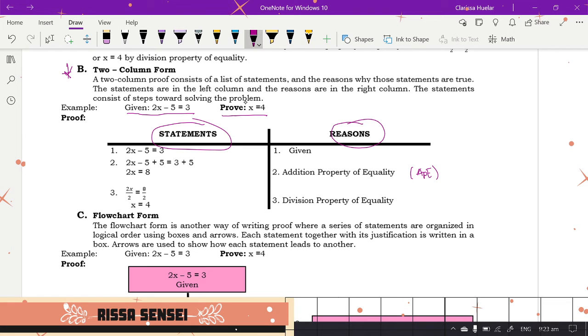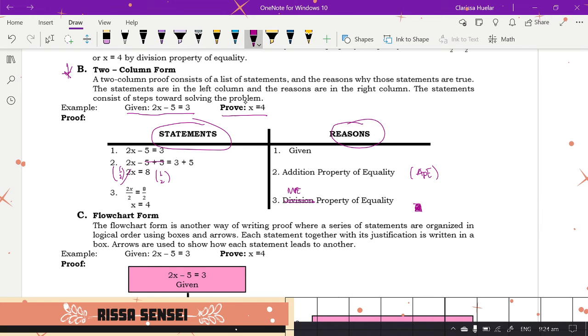Next. Nakapag-add na tayo on both sides, kaya naging 2x equals 8. Pwede nating next na gawin ay, actually, this is MPE. Sige, pwede na rin division property of equality, pero it is more appropriate if MPE ang gagamitin natin. We will multiply both sides by the multiplicative inverse. Mag-multiply tayo ng 1/2 on both sides. Bakit 1/2? Reciprocal of 2. So, makakancel na yan. It will become x equals 4. So, since na-prove na natin, end of proof na.